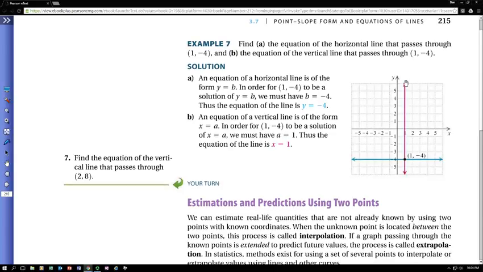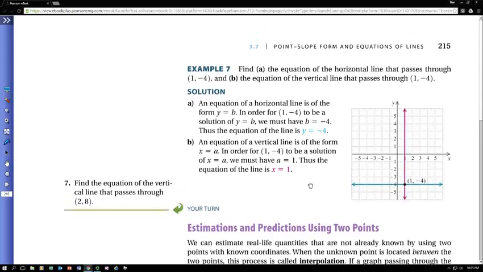But what happens with vertical lines? I have all the rise I'd ever want from one point to another, like a rise of 4. What's my run? My run is 0. Division by 0 is undefined. I can't do this comparison of slopes. So keep that in mind as we go through these examples here.